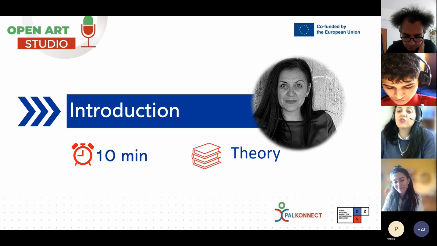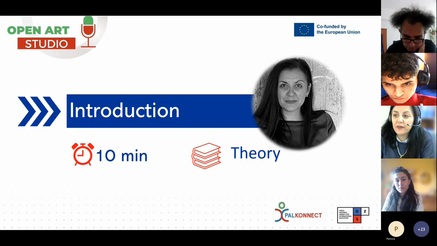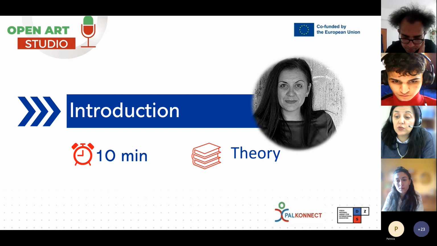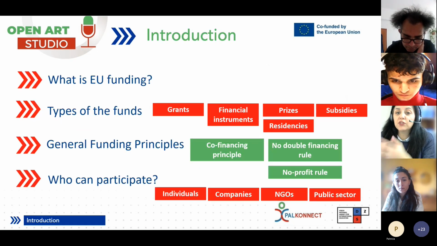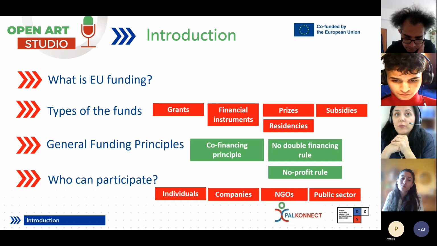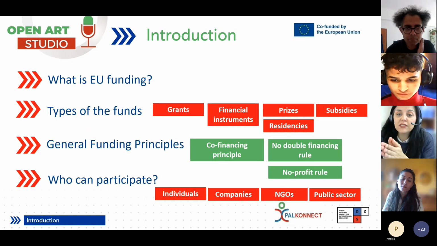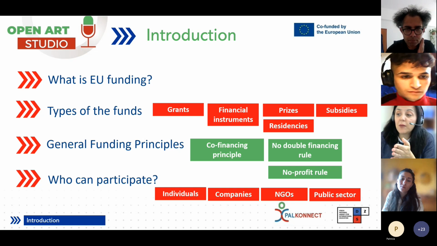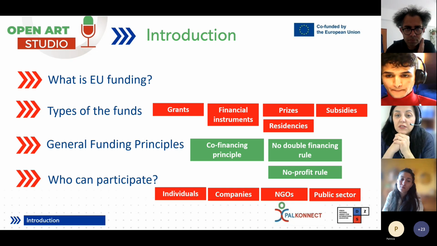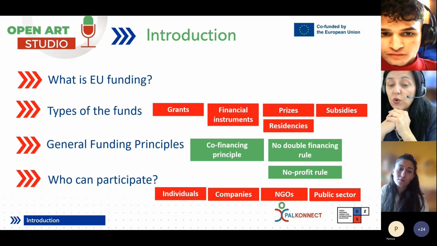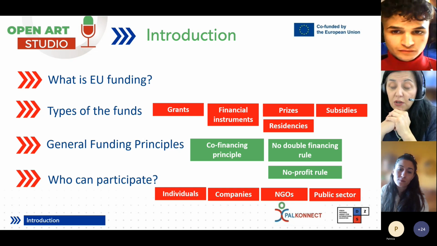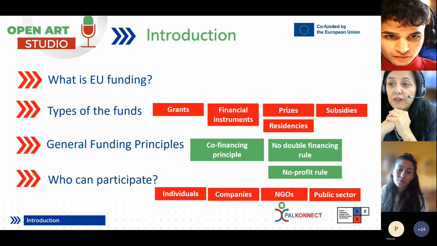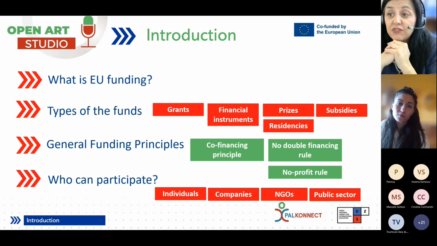So we are starting with the introduction. The current part is going to include a practical exercise and is going to introduce you to the information that you need before starting your own project. We are starting with some main questions like what is European funding, types of funds, general funding principles, and who can participate. The European Union funding opportunities are numerous and diverse.